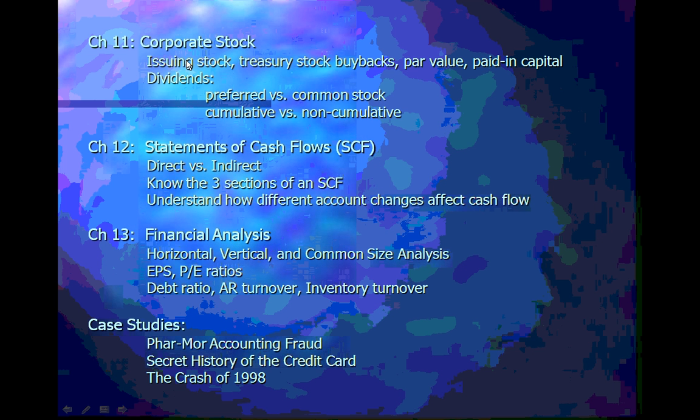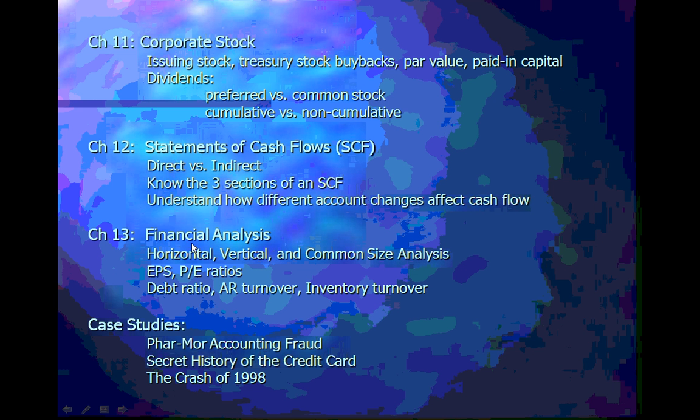Okay, corporate stock. We issued stock. We did treasury stock buybacks. You had to know what par value meant and what paid in capital meant. You had to know how treasury stock affected the paid in capital account. Dividends. We did quite a bit on preferred dividends versus common stock dividends and whether or not those preferred dividends were cum or non-cum. Okay, so a lot of stuff we did in recent weeks covers this. You need to know how to do that.